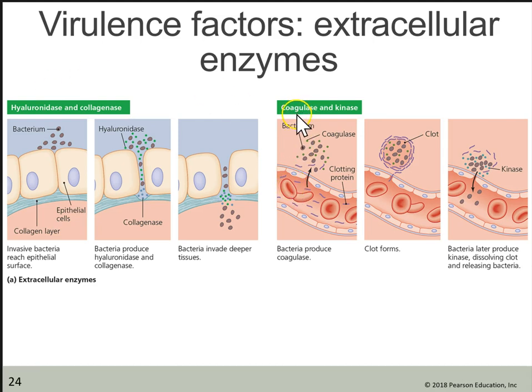Another example is coagulase and kinase. So here we have bacteria that are producing coagulase. It's secreting the coagulase away from the bacteria, so it's an extracellular enzyme. That results in a clot forming. And the bacteria then later produce kinase that dissolves the clot and releases the bacteria. So both the coagulase and the kinase are required for this particular microbe to be able to cause disease.